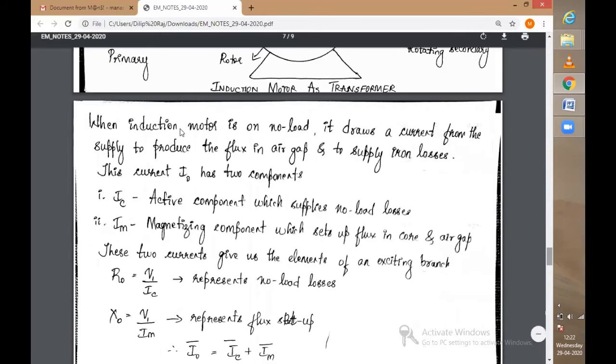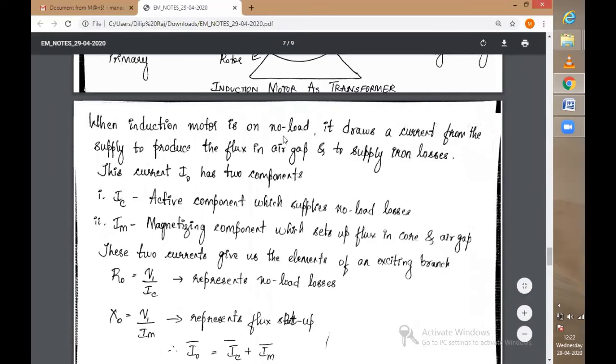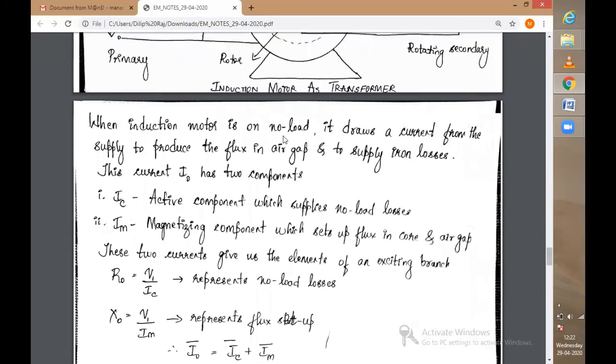So this no load current is drawn in order to compensate the no load losses or core losses, and is also responsible to produce the flux in the air gap. So this I naught has two components. One we call the active component, that is IC, which is required to supply the no load losses. The other one is called the magnetizing component, which is responsible for the production of flux in the air gap.